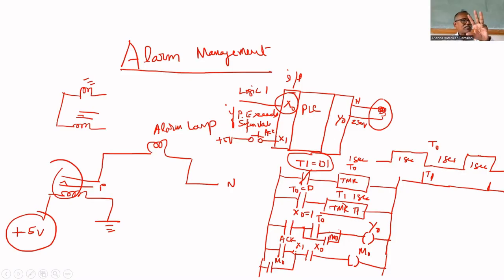Suppose the pressure came within the limit, X0 will be 0. X0 0 means Y0 becomes 0 because X0 is in series. Here also X0 is in series, so the acknowledge is also gone, and the lamp is also turned off. That's all. This is called alarm management. That we will check by using simulation.